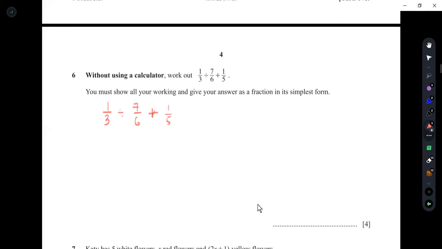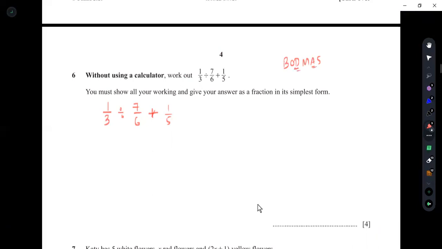So there are fractions involved in this problem and operations. There is more than one operation: one is division and one is addition. So as per the rules, we need to do division before addition first.